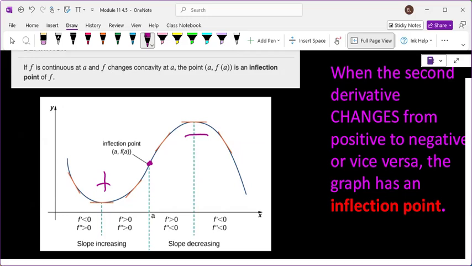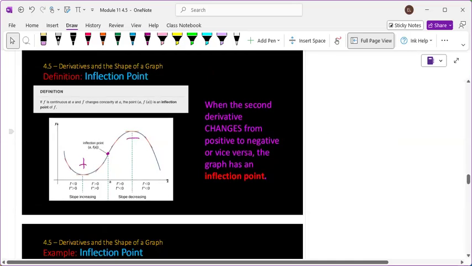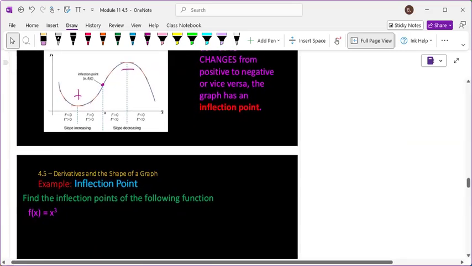Sometimes it's 1, sometimes like the graph of x cubed, that zero value is actually an inflection point because the concavity changes there, but the slope at that point is actually zero as well. So sometimes our inflection points will show up in our first derivative test. And see, now we're back to x cubed again.